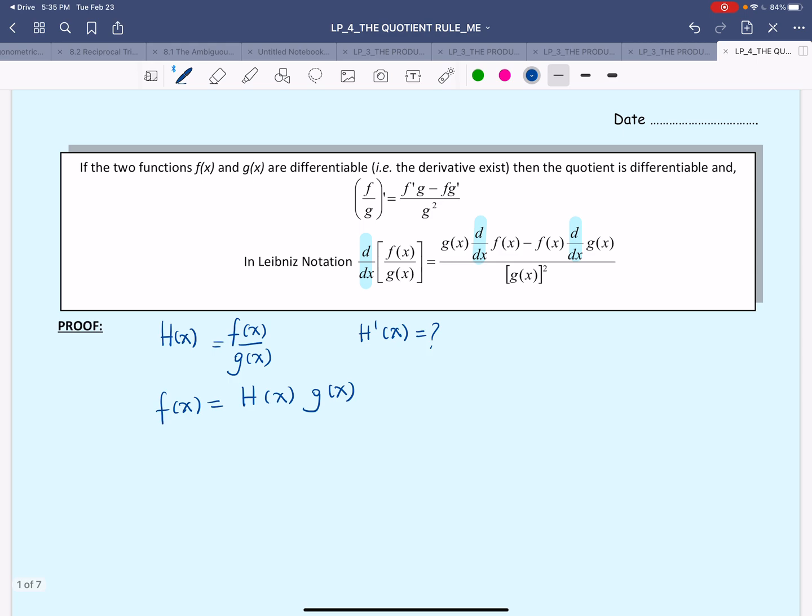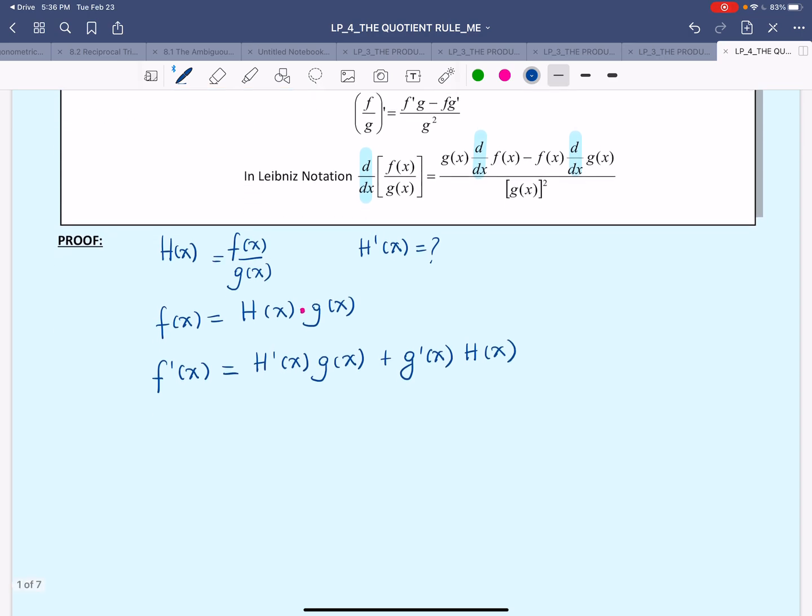So we'll differentiate. So we say f prime of x must equal h prime x times g of x, that's the product rule, plus g prime x times h of x. Now remember that we are trying to solve for h prime, so this is our unknown. So our focus will be isolating h prime x.